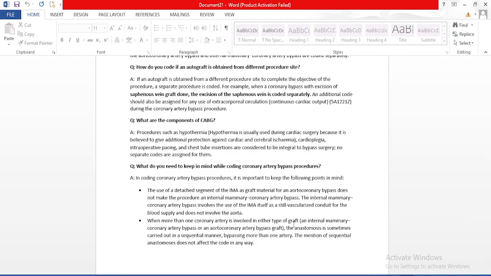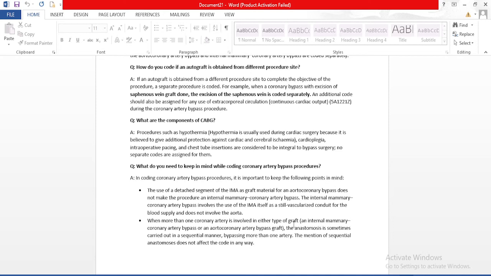How do you code if an autograft is obtained from a different procedure site? Answer: an autograft means it is taken from the patient's own body. If an autograft is obtained from a different procedure site to complete the objective of the procedure, a separate procedure is coded. So what is meant by this?